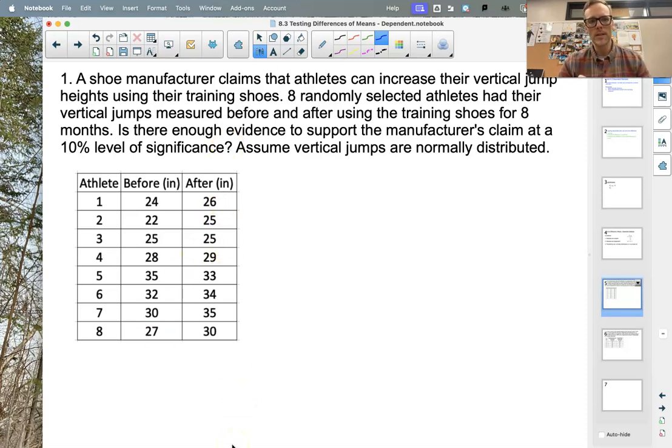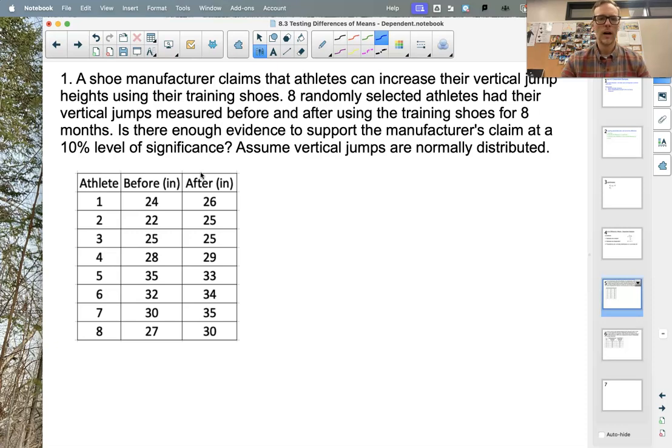And what makes this dependent is that the data is paired. Athlete 1, there's their vertical before, 24 inches, and their vertical after, 26 inches. Each data pair is connected by being from the same athlete. That's paired. Now this is an example of the before and after situation.